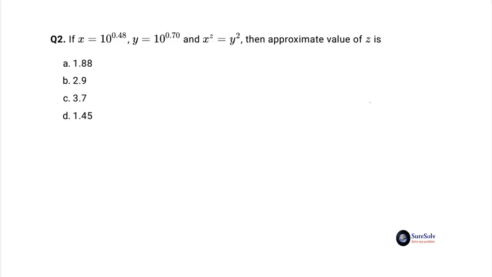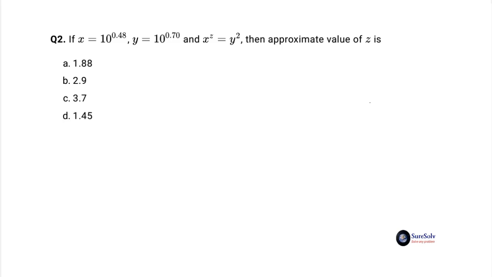Question 2: if x equals 10 to the power 0.48, y equals 10 to the power 0.70 and x to the power z equals y square, then approximate value of z is option A 1.88, option B 2.9, option C 3.7 and option D 1.45.